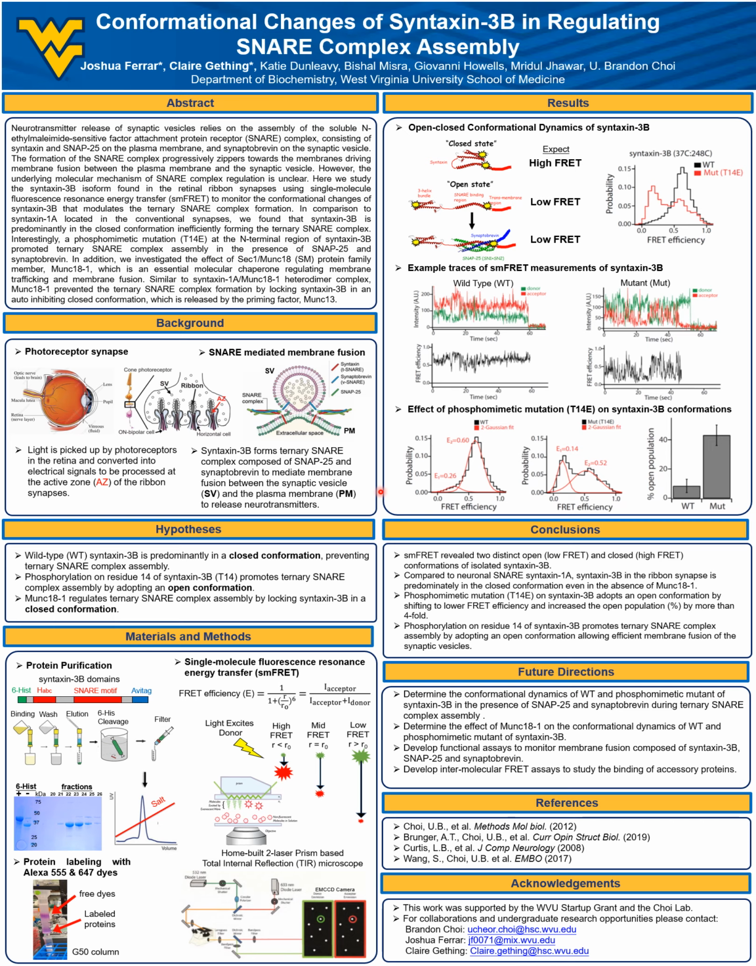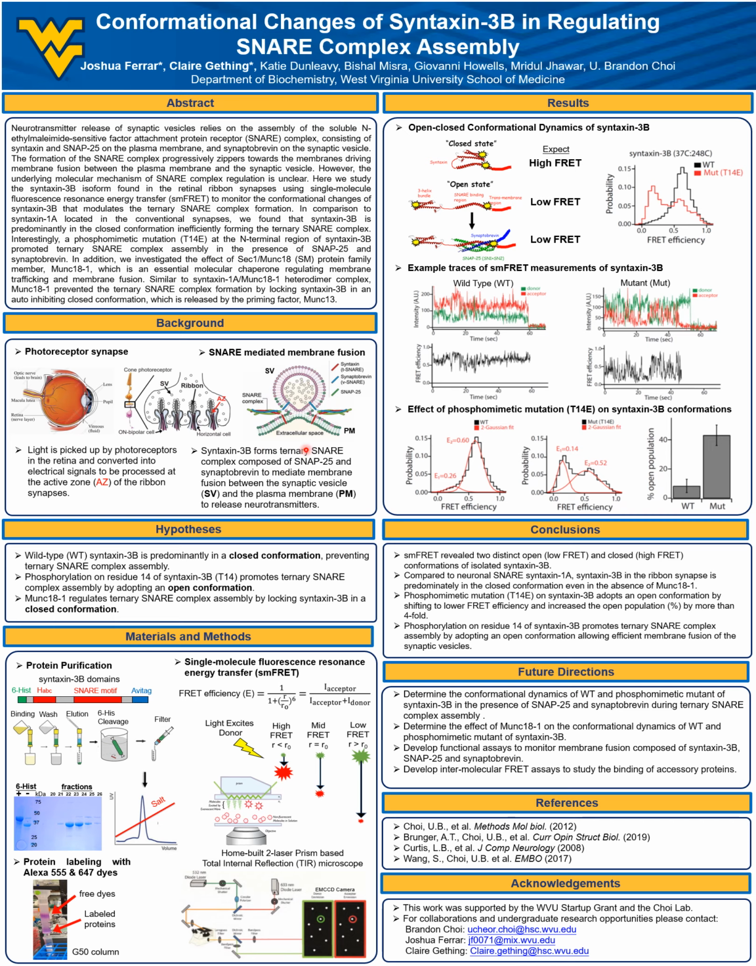So a little background: syntaxin 3B regulates SNARE assemblies in the retina, which is in the back of the eye here. SNARE assembly happens when light is sensed by the photoreceptors in the retina and converted to electrical signals that are processed at the active zone, highlighted in the synapse picture in the middle here. This is followed by synaptic vesicle tethering to the ribbon by the SNARE complex consisting of syntaxin 3B, synaptobrevin, and SNAP25, which can be seen in this last picture here.